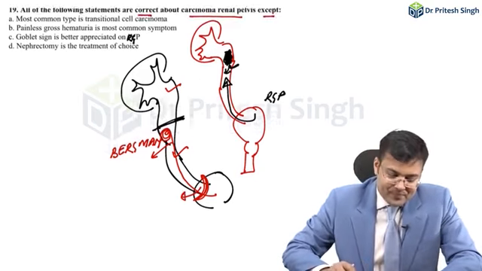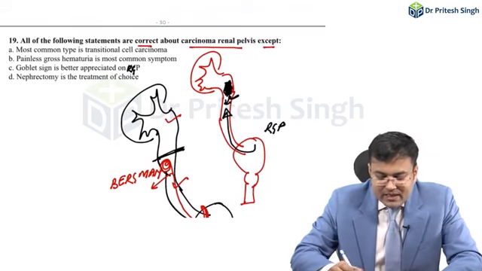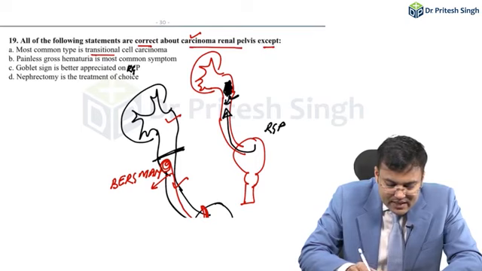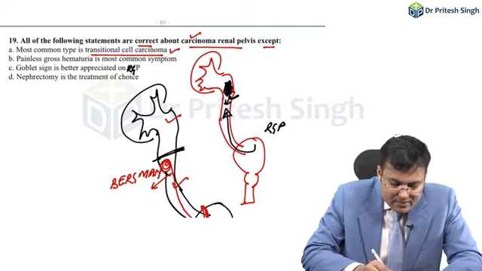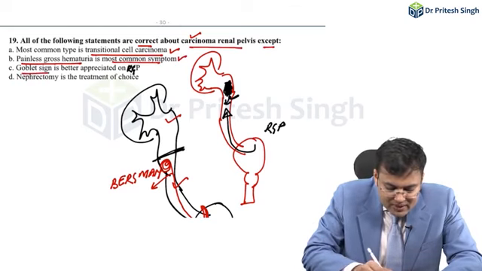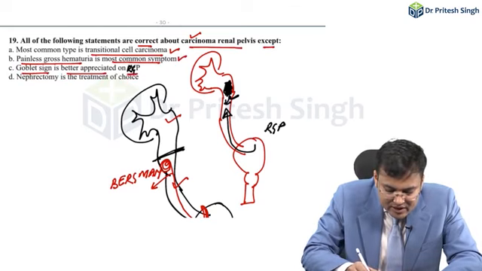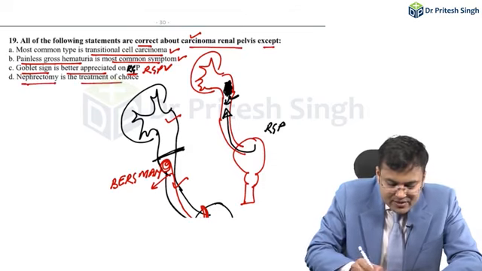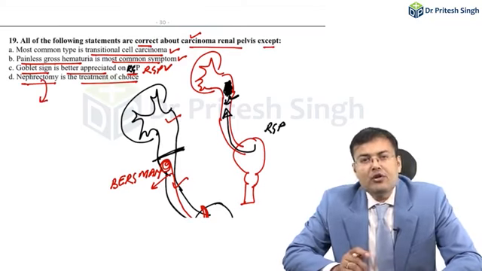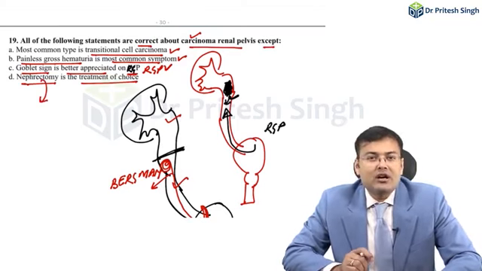Now, see the question. All of the following statements are correct about carcinoma renal pelvis except: most common type is transitional cell carcinoma, correct? Painless gross hematuria is the most common symptom, correct? Goblet sign is better appreciated on RGP. This is also correct. Nephrectomy is the treatment of choice. This is partially correct. The correct answer is nephroureterectomy with a cuff of bladder.